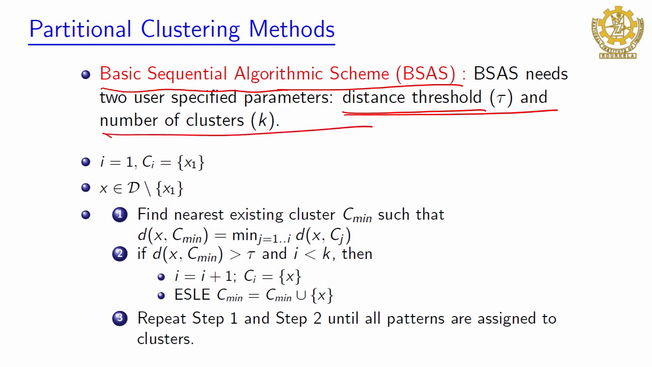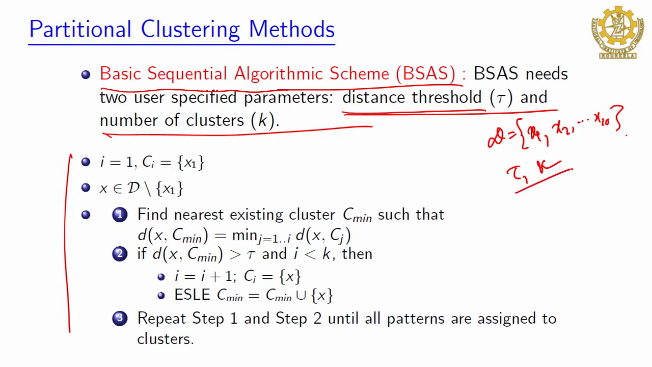Then how does it work? This is the algorithm here. We have the data set, and we have to form the clusters. We have to find a single partition, because it is a partitional clustering method. The input is given: some distance threshold tau, and how many clusters we want. So these 2 pieces of information are given.